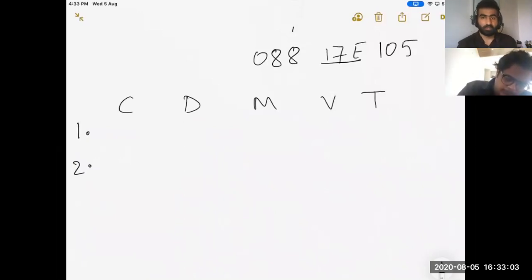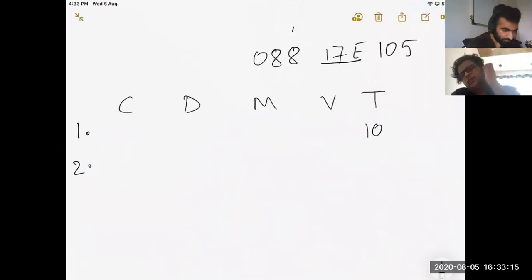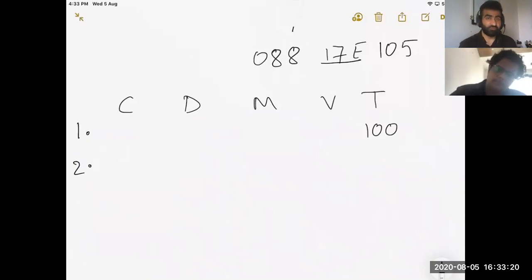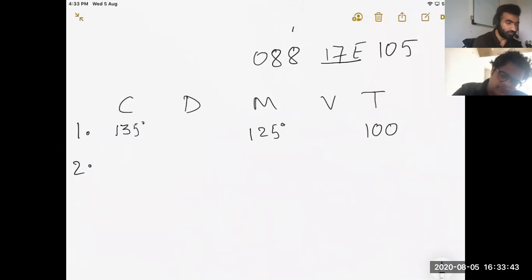In number one, the direction of aircraft relative to true north is 100. Where will you write it? Under true. Very good. The direction of aircraft relative to magnetic north is 125 degrees. I'll write under magnetic. And the direction of the aircraft indicated by the compass is 135 degrees. So I'll write it under the compass. 135.